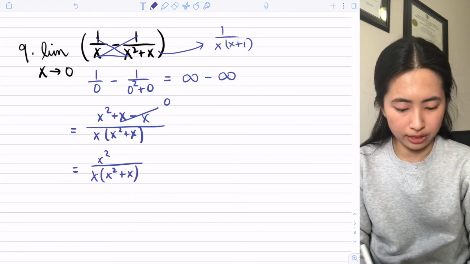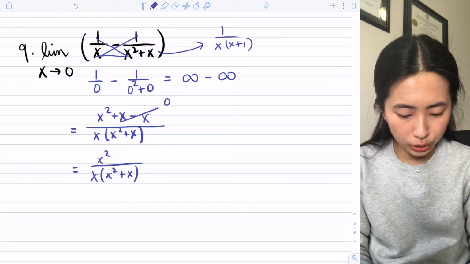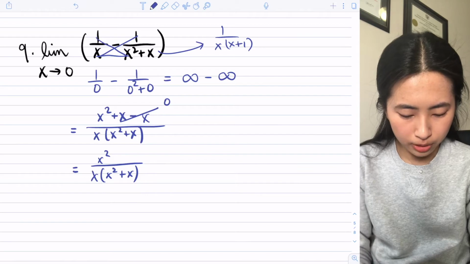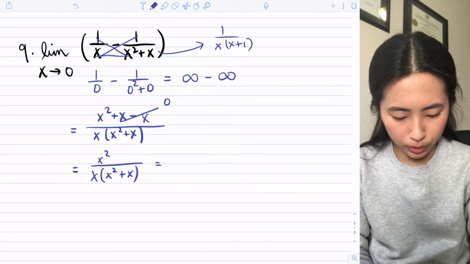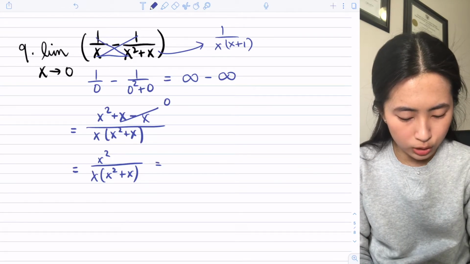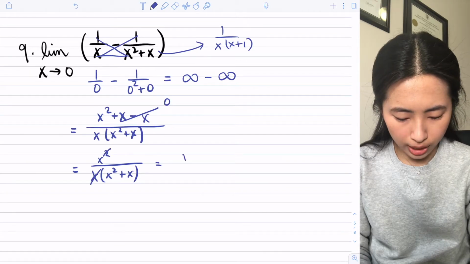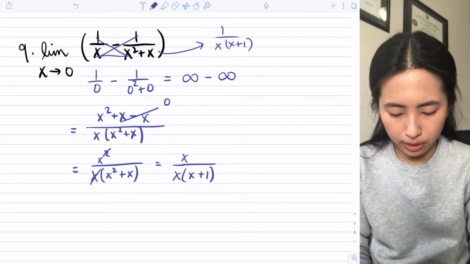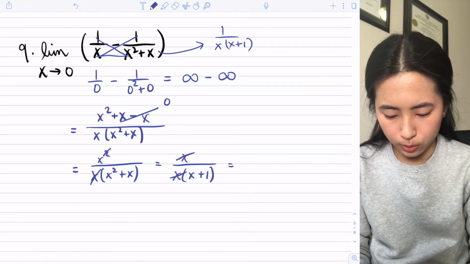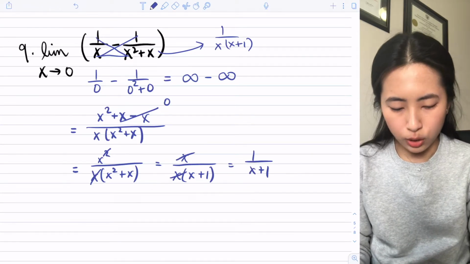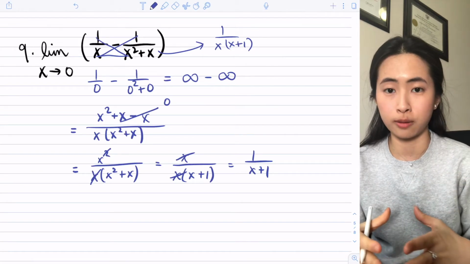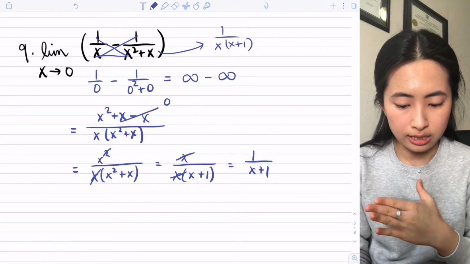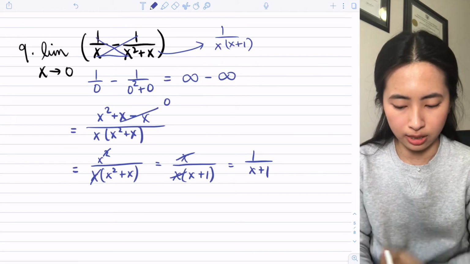Now this is the perfect time to actually factor out your x coming from this term. So first, before that, we can simplify x squared over x into just x. So we get x over x times x plus 1. Finally, we eliminate x over x, so this becomes 1 over x plus 1. So we see that we had to combine the two terms first before we had to apply factoring for us to eliminate this indeterminate form infinity minus infinity.